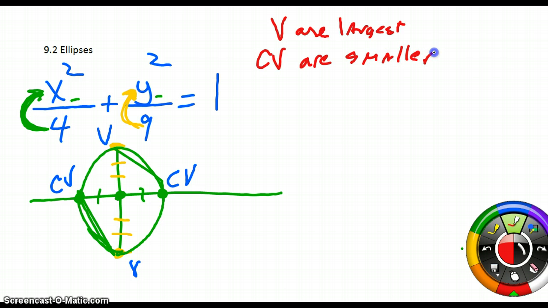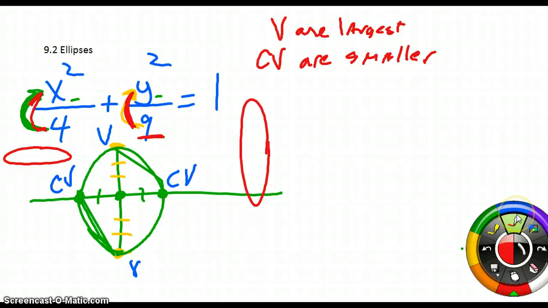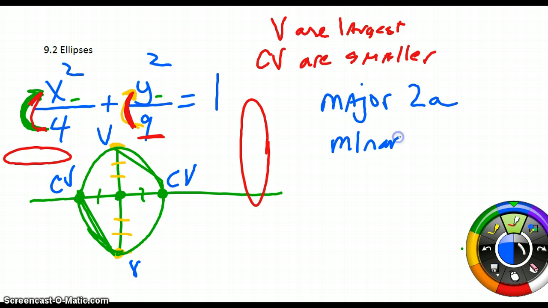So you'll just have to look at these numbers, and this will tell you if the big number is underneath the y, you have an ellipse that goes up and down more. And if the bigger number is underneath the x, you'll have an elongated ellipse going the other way. Major axis and minor axis will be the same thing. Okay. Remember, the major axis is 2a, and the minor axis is 2b.